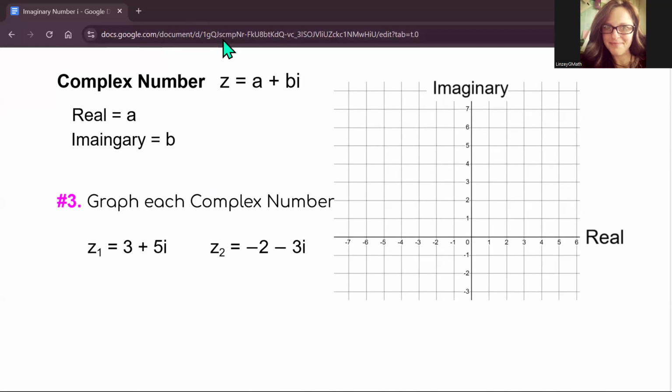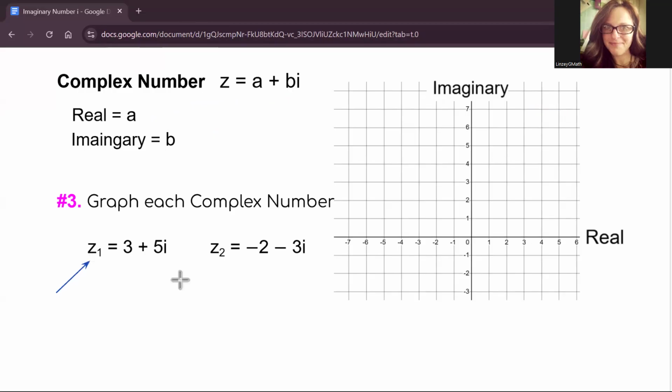Let's take a look at the complex number z. The complex number z has two parts. We have a, the real number part, and then b, the imaginary number part. And we can graph complex numbers on the complex plane. The real axis goes left and right. The imaginary axis goes up and down.